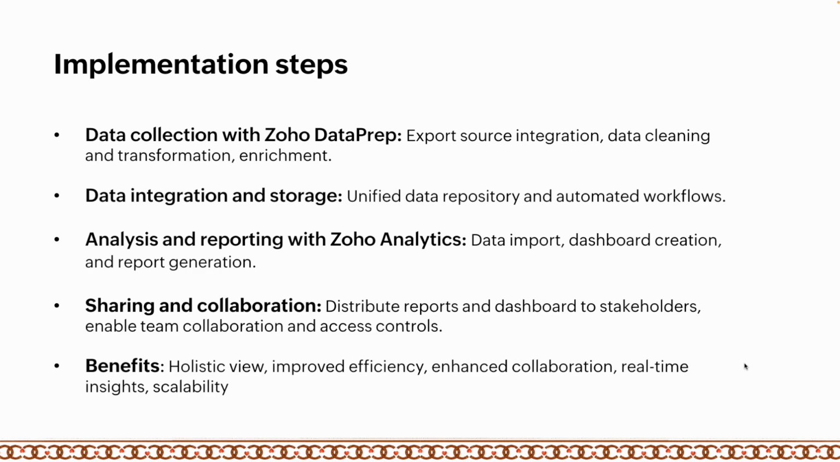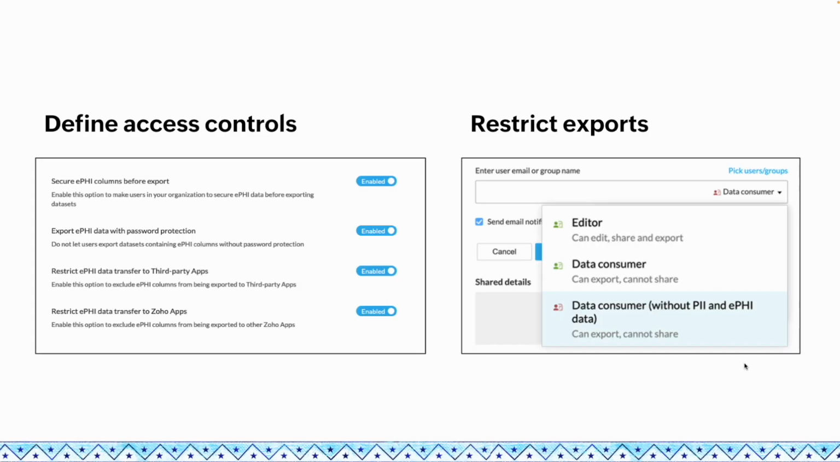To talk about access control, you can actually define who has the control to export this information from your system. So you can have some controls like export with password protection, do not export to third-party products, or do not export to Zoho apps. You can also have role-based access like editor, data consumer, or data consumer without PII or ePHI. So all these things can be centrally managed using the Zoho Data Prep tool.